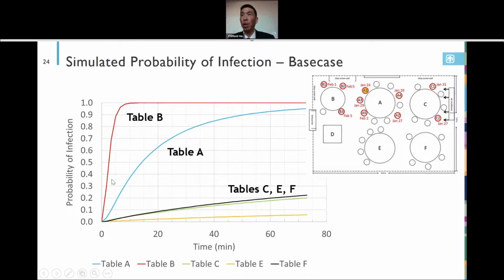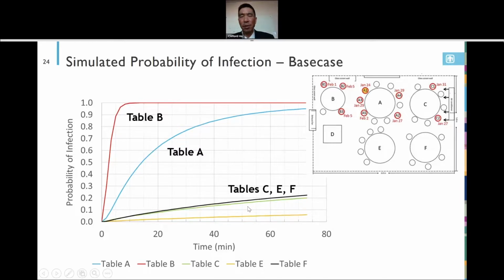The longer the exposure, the more dosage you get in the lungs, and that's a critical parameter. Your dose goes up, probability of infection goes up. Table B ended up being the largest probability simulated, and in the actual case study, 3 out of the 4 individuals got infected, so 75%. In table A, 4 out of the 9 other individuals were infected, so I see a lower probability, but still high.